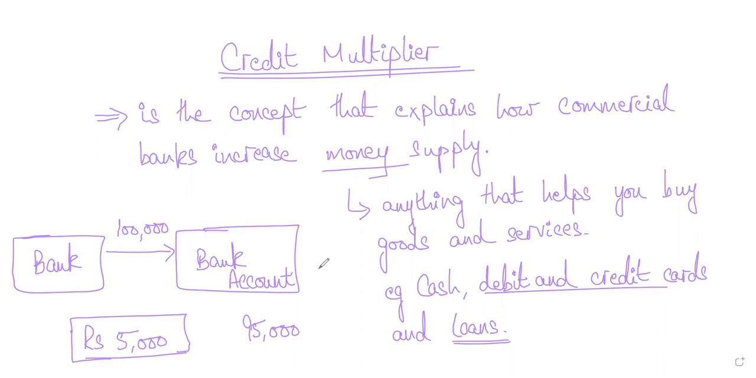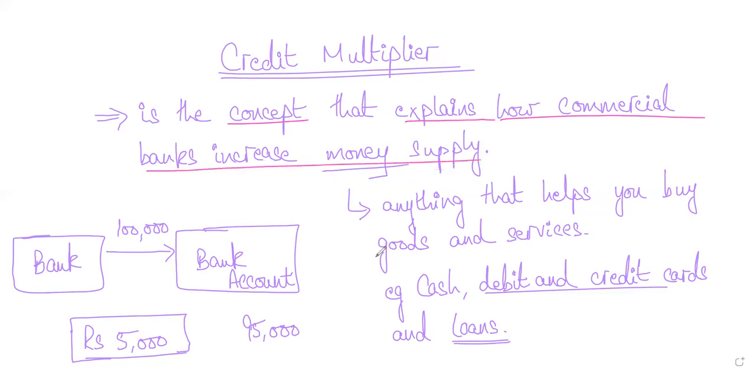So today we'll try to do analysis about what a credit multiplier is, even though we did talk about this in the last class, but we could not do much of the analysis, which is very important here. So we will analyze how the credit multiplier affects and increases the money supply of an economy. The first thing you need to understand is what a credit multiplier is. Credit multiplier is the concept that explains how commercial banks increase the money supply.